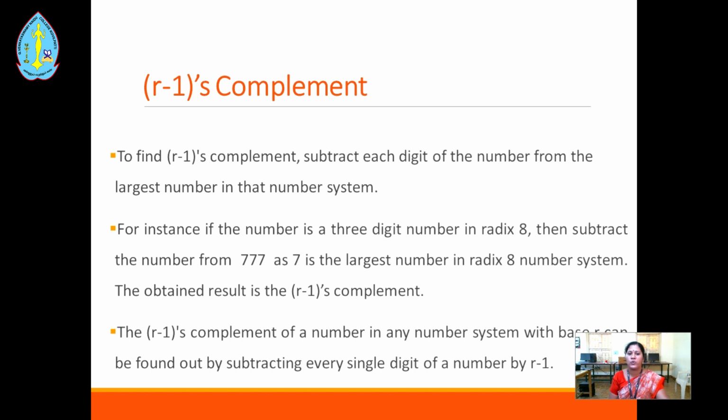So, to calculate the r-1's complement, we have to subtract each digit of the number from the largest number of that number system. If we take a 3-digit number, then we have to subtract that number from 777. So the r-1's complement of a number in any number system with base r can be found by subtracting every single digit of the number from r-1. So r-1 is nothing but, the base is 8, means 8 minus 1. That is called r-1.